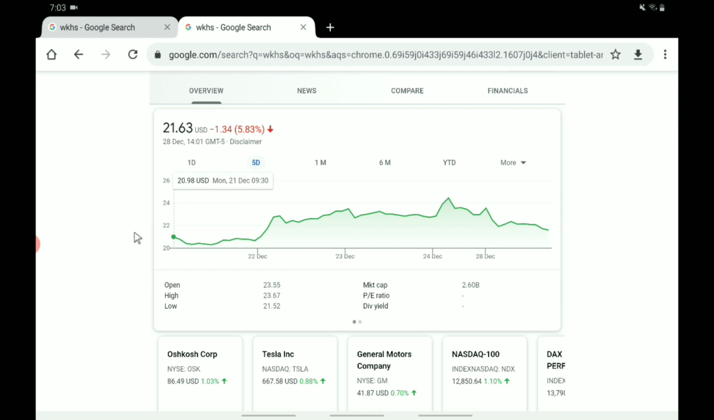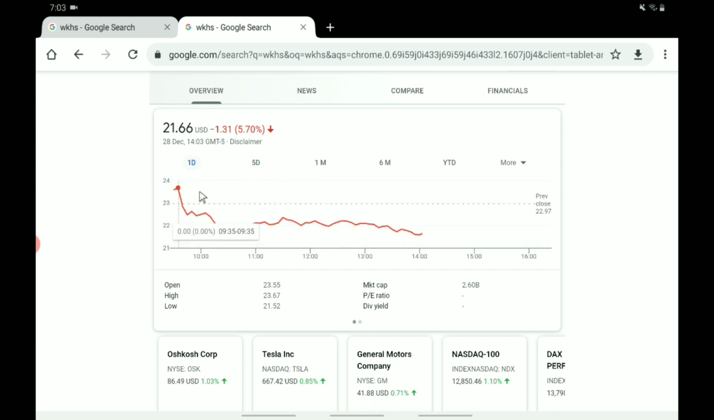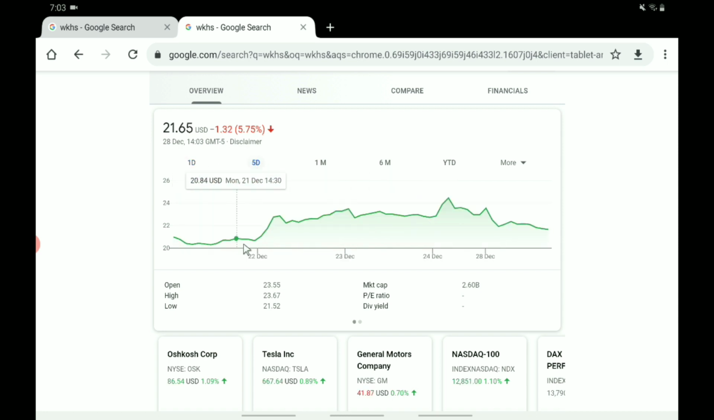So of course, if we have a quick look at our screens right now, we can see that Workhorse stock is currently worth $21.66. On the 1 day chart, which is, I do believe, today, we are unfortunately down again, so not looking too good. On the 5 day chart, we are slightly up, so it is looking kind of decent.